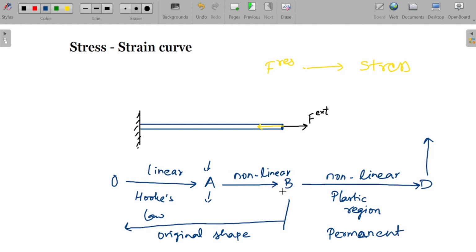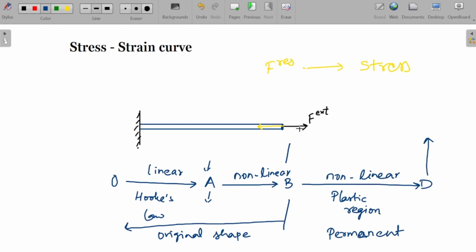Still, it has the ability to come back to its initial shape if we remove this external force. So up to point B, this material is behaving like elastic material, and up to point A, which is proportionality limit, this material is obeying Hooke's law, meaning there will be a linear relation between stress and strain. But beyond B, now this is plastic region, and anywhere after this point, if we remove this external force or this stress, this material is not going to get its initial shape again.